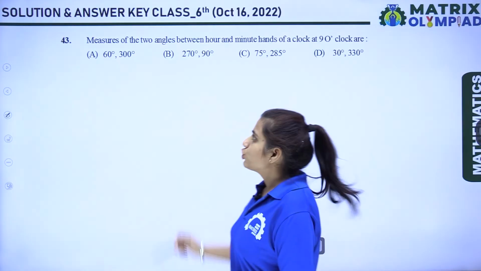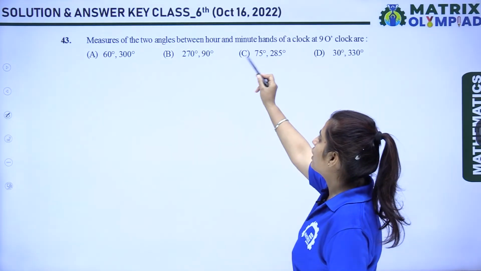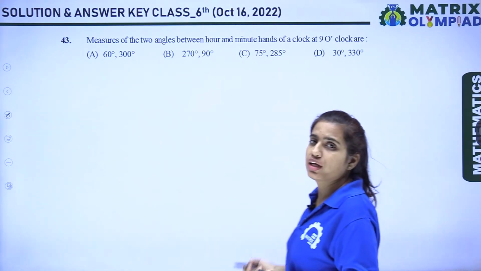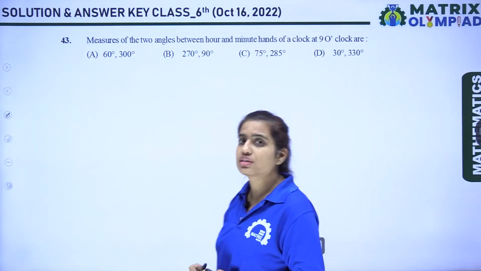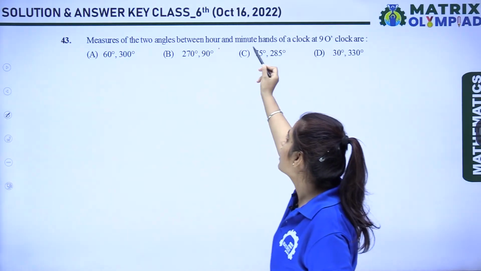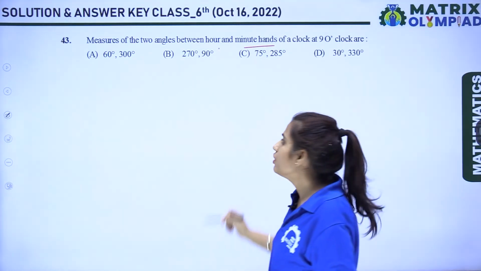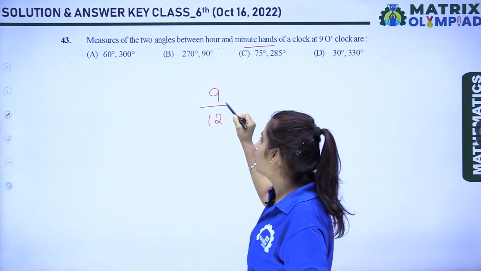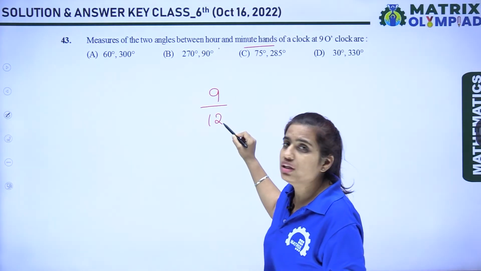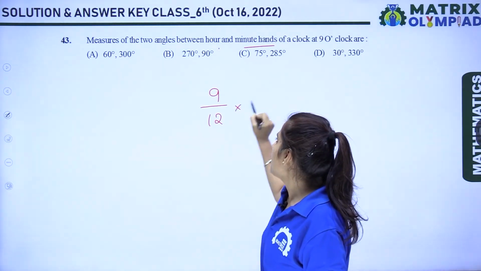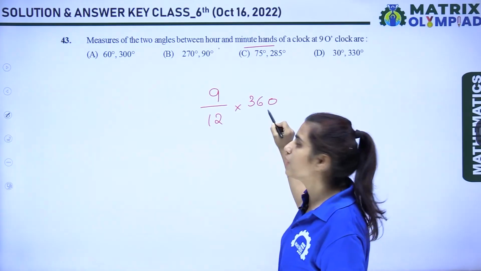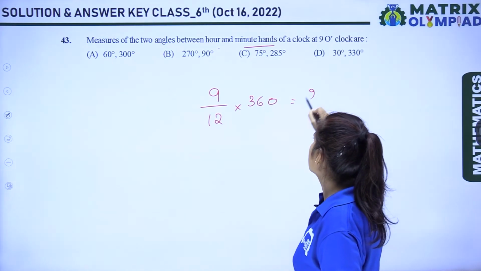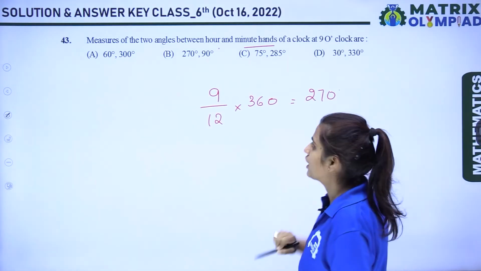Now, let's see the next question. Measure of two angles between the hour and minute hand of a clock at 9 o'clock. Now, we have to find the measurement of the two angles made by the hour hand and minute hand. Here we first divide 9 upon 12, as on the clock we have 12 parts, and multiply by 360. As we know that 360 is the complete angle. So we get 270 after calculation.